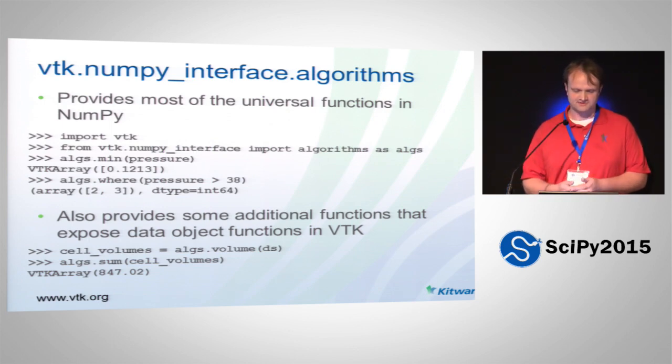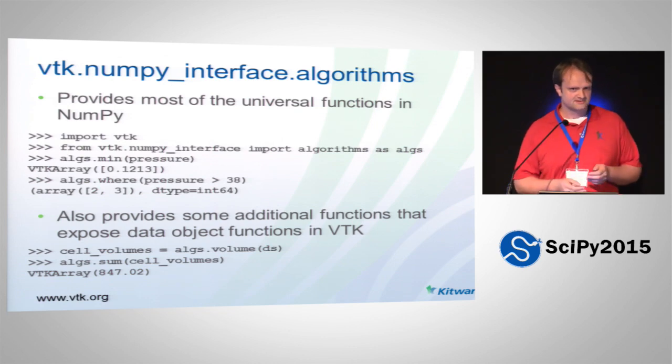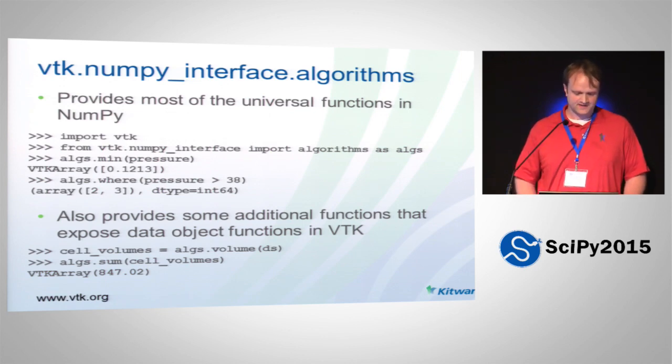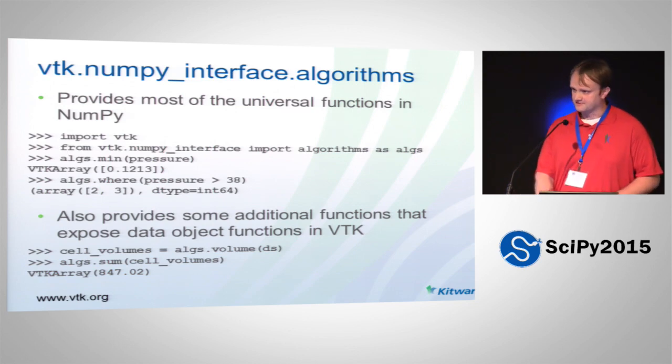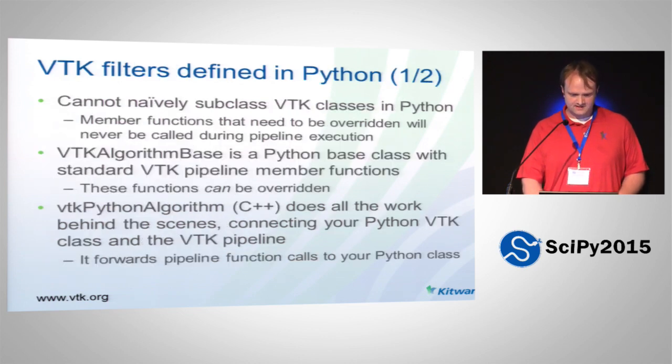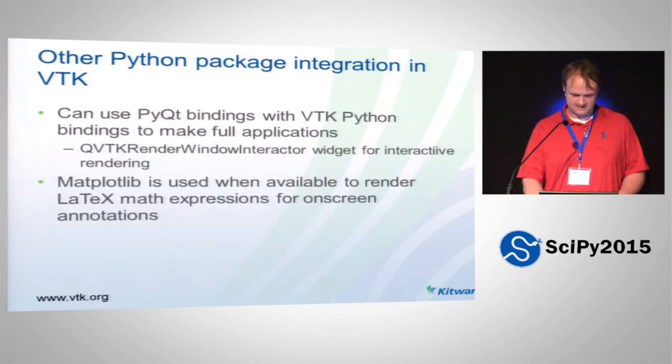So with your data set, you might want to find the gradient at various points, or you might have an unstructured grid or a structured grid, and you want to find the volume of those cells. Well, nothing like that is available in Numpy, but this algorithms module provides that. In the bottom example, I can compute all the volumes of the cells in the data set and return that. And it's just a couple lines of code. I'm going to skip this.